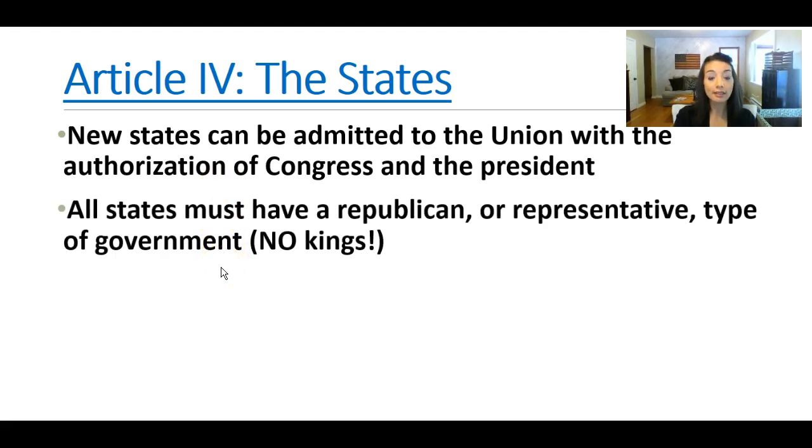This one reads, all states must have a Republican, that means a representative type of government. Remember that this is a brand new country that is breaking away from a kingdom, really, that was led by a king. And they want to make sure that not any one person has the sole power. They want a Republican, a representative type of government everywhere in the country.